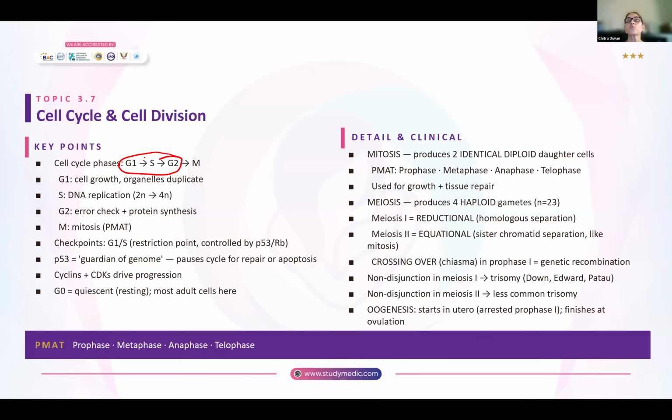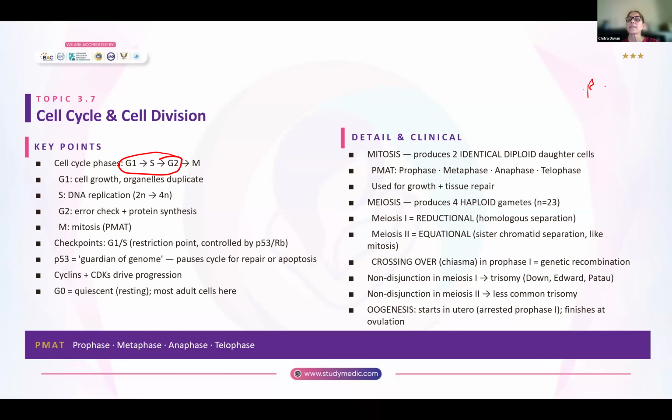Then coming to the two types of cell division that we have, mitosis and meiosis. Mitosis, remember, happens in all the somatic cells and produces two identical diploid daughter cells. And here you have prophase, metaphase, anaphase, and telophase. How to remember? Prophase is the phase that is the beginning.